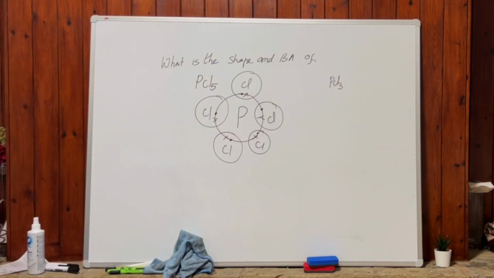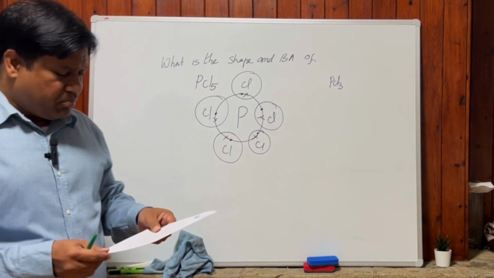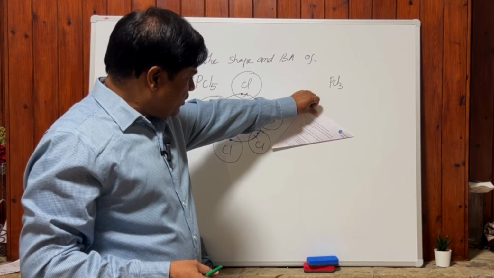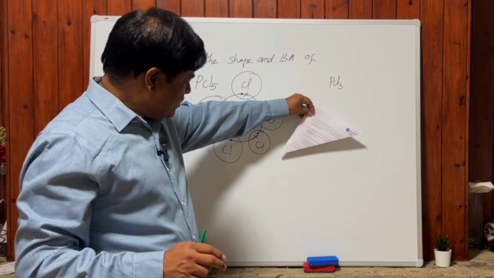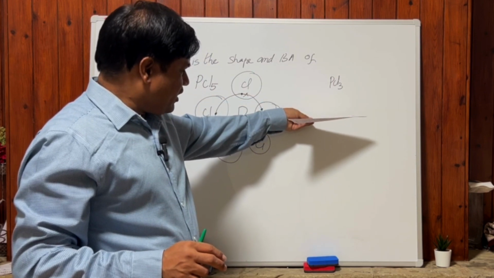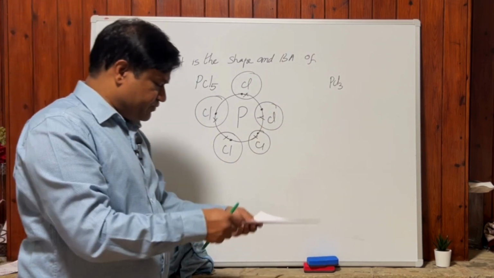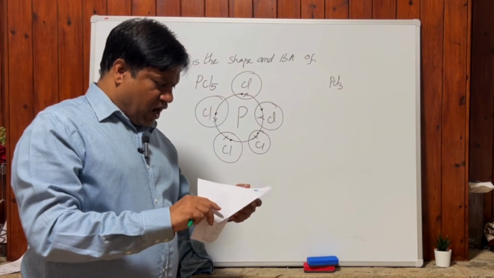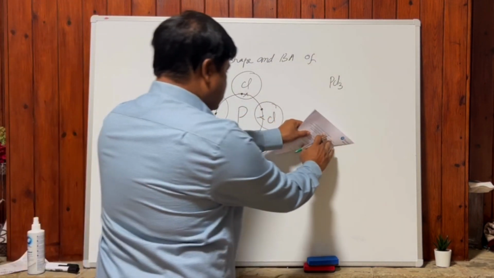Now look at that. Look at that, guys. This is a trigonal planar structure. Look at that. It's like this and like that one. Same thing, it's a planar structure. So I have phosphorus at the center. Look at that.